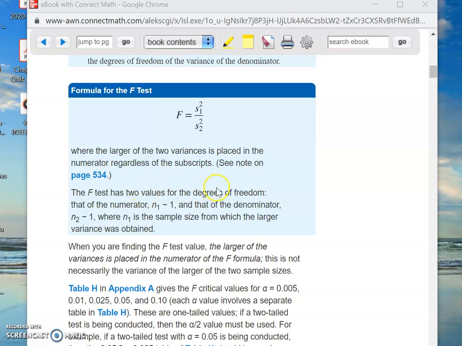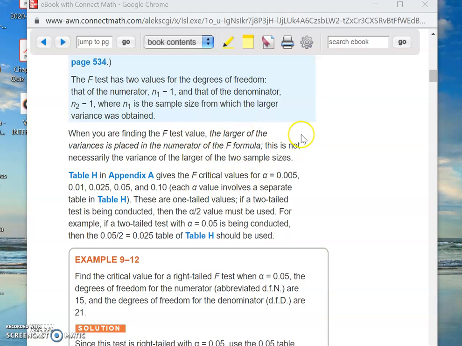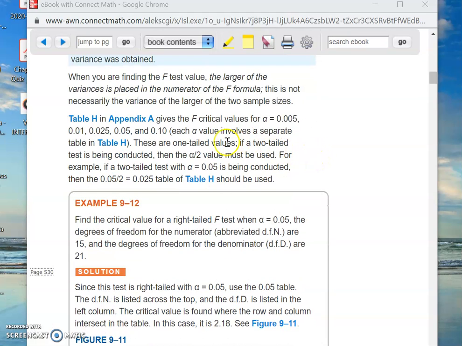The F-test has two values for the degrees of freedom, as I mentioned. We'll see how that works in just a little bit. He says that again here. He's talking about table H. How do you do this? Let's take a look at that table. Give me a second here.